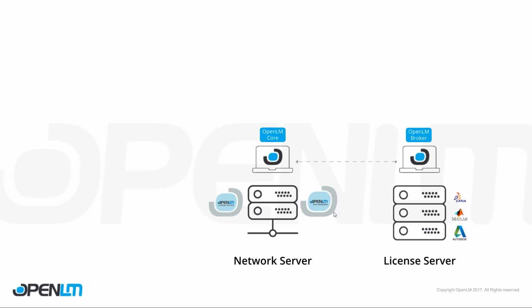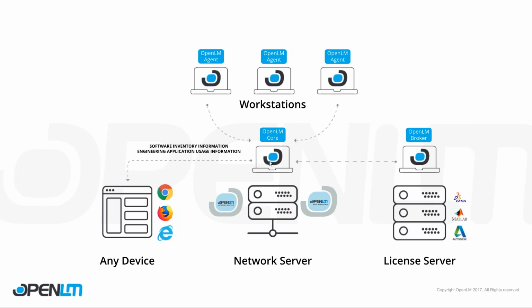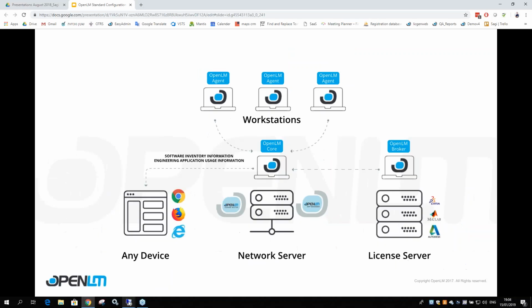You install the OpenLM core on a network server, and if you want added functionality, you can install the OpenLM Agent on the workstations. This is just for added functionality within the core product. From here, you can use any device, any browser, and just view your reports. So let's see how it all works.